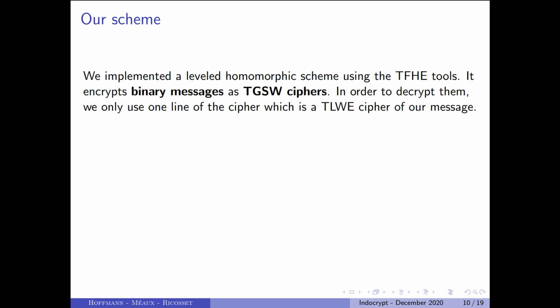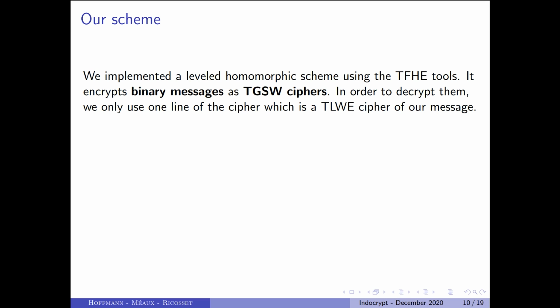Using the TFHE tools that I've described, we were able to implement a leveled homomorphic scheme. This scheme encrypts binary messages as TGSW ciphertexts. We chose TGSW ciphers because it was important that at the end, after the transciphering, the server could still perform any operation on the homomorphic ciphers it got. If we chose to remain in TLWE, we've seen that we don't have a product between TLWE ciphers.